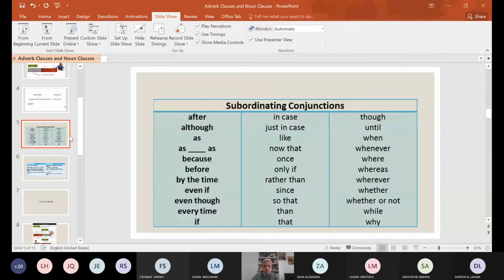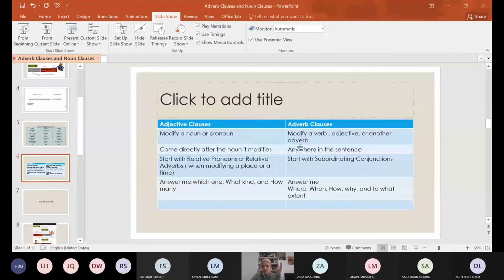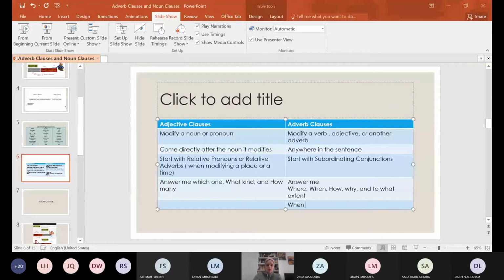So these are the adverb clauses. They start with a subordinating conjunction. They modify a verb, an adjective, or another adverb. They come anywhere in the sentence. We forgot to write this. When we start with the adverb clause, we add a comma.